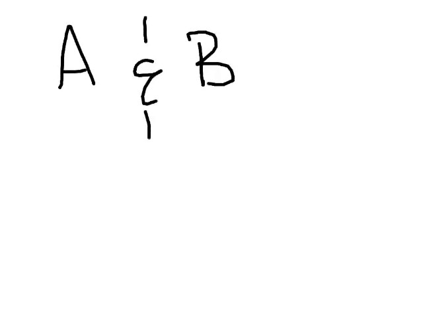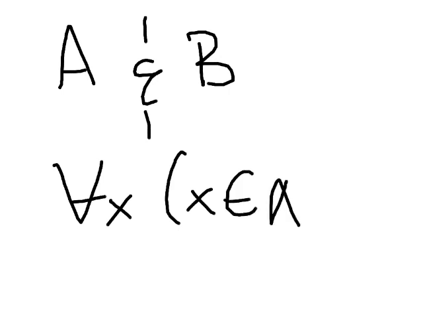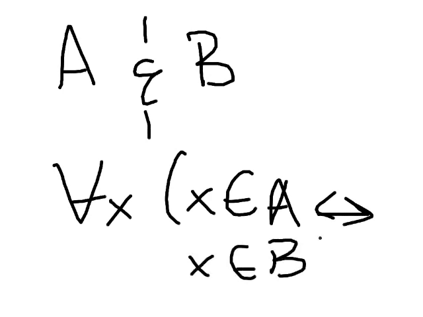We could say that two sets are equal if they have exactly the same elements within both sets. So set A and set B are equal if for all X, X exists within A if and only if X exists within B. And we can see this is only true when X is both in A and in B, and true when X is neither in A and neither in B.